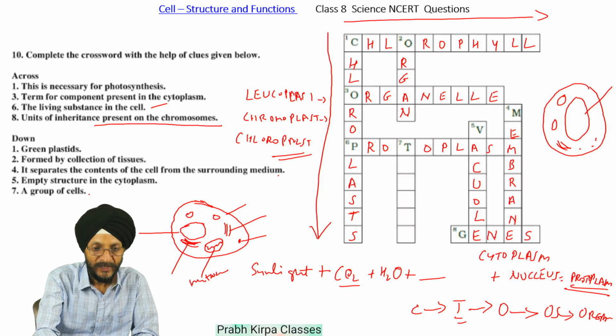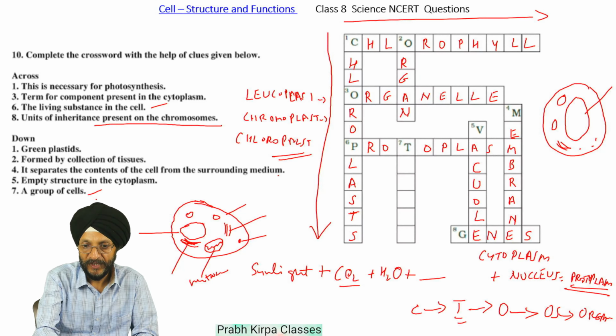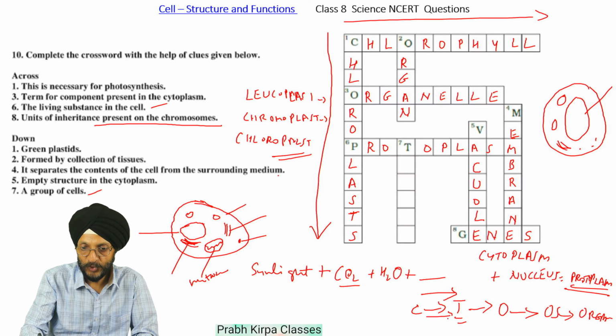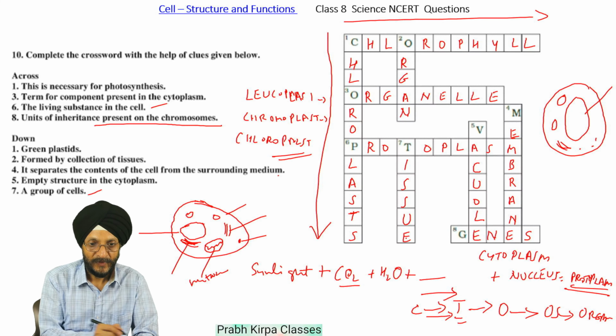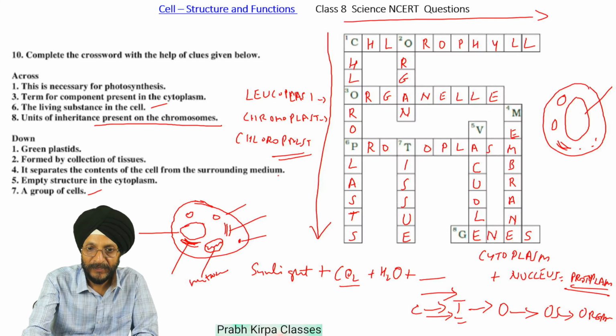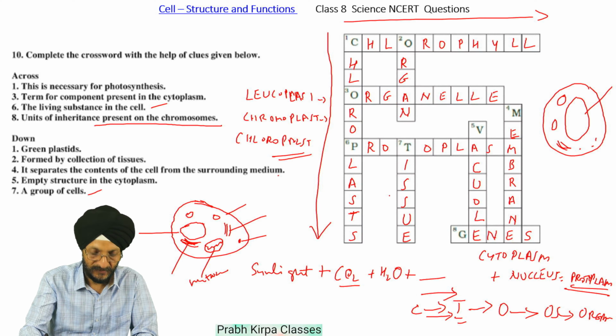So now a group of cells combine to form tissues. So we have been able to complete this.